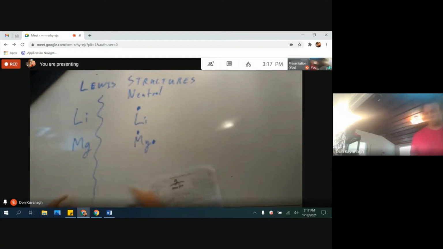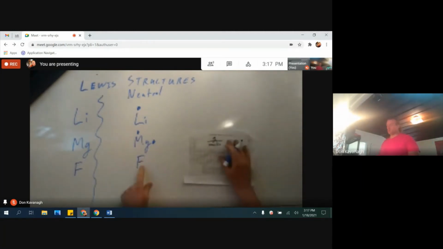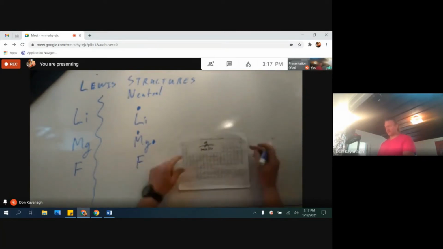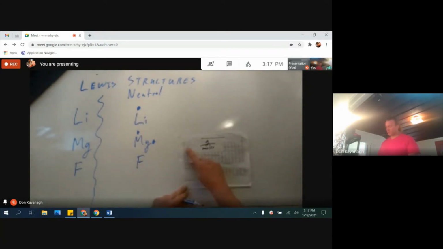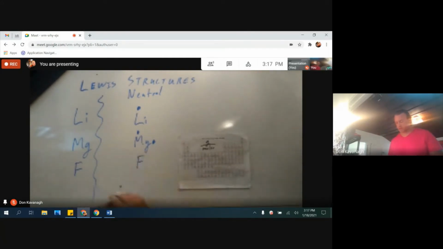Let's do another one. How about fluorine, a nonmetal? Neutral fluorine, we draw the atomic symbol, letter F, and we find it on the periodic table. Fluorine is uno, dos, tres, cuatro, cinco, seis, siete. 7 valence electrons are in neutral fluorine. So we will draw 7 dots. And I'm going to spread my electrons before pairing them. And there I am at 7.